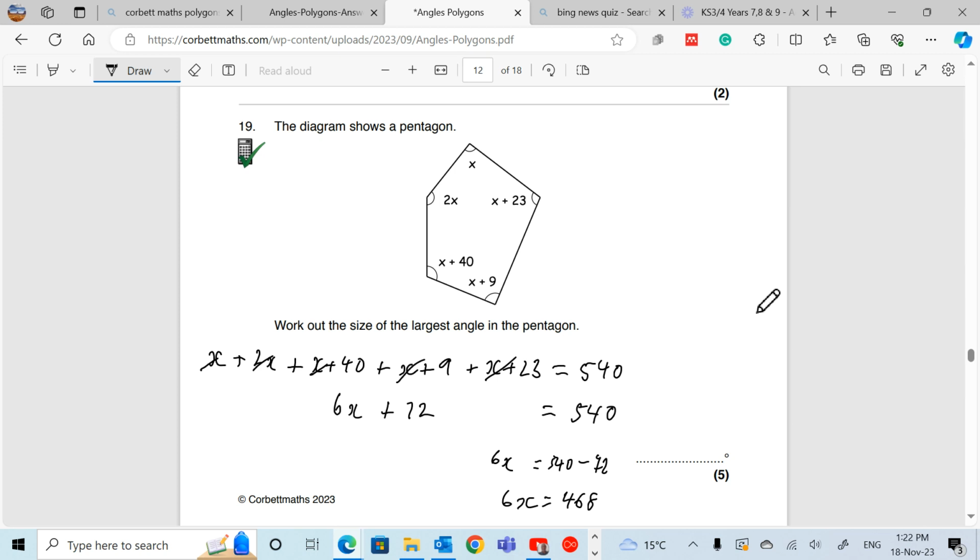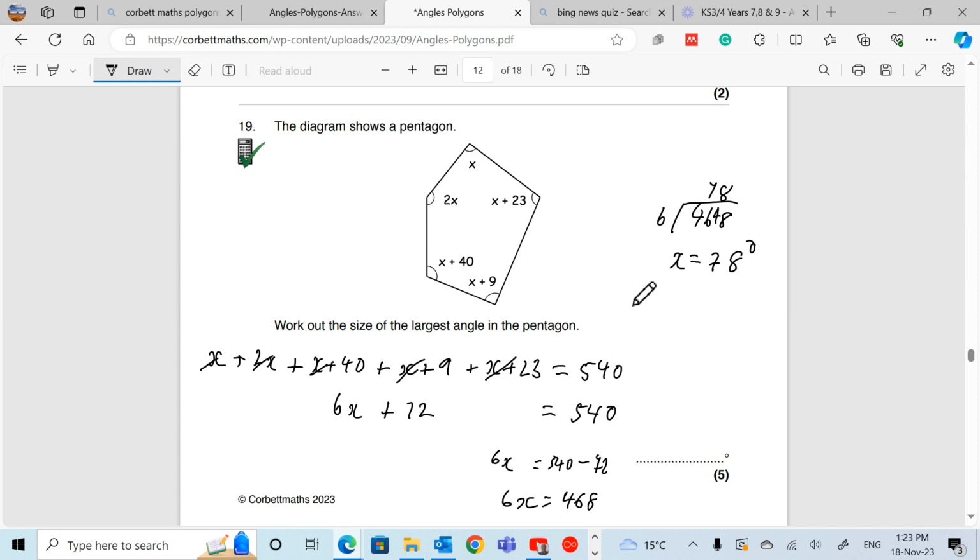Let's see, if I divide through by 6, use my bus stop, so 468 up here, 468 divided by 6. 6 is into 46, that goes 42, that goes 7 times. And what's the remainder? Because 7 times 6 is 42, and that gives me 4, and that gives me 8, because 6 is into 48 goes 8. So that gives me x is equal to 78 degrees. So x is equal to 78 degrees.